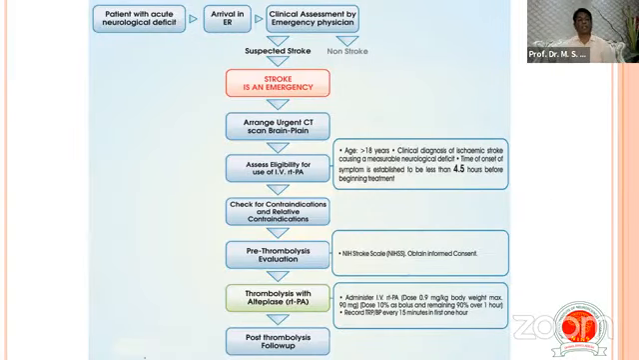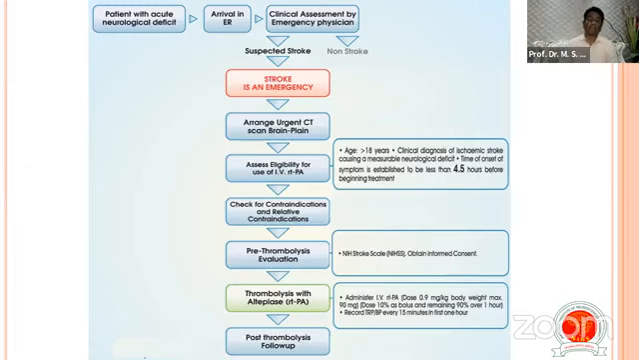First of all, a patient with acute neurological deficit is available in the emergency department, and then clinical assessment by the emergency physician. Suspected stroke. Then we do the non-contrast CT scan, and assess eligibility for the use of IV rtPA: age more than 18 years, clinical diagnosis of ischemic stroke, and time less than 4.5 hours. Then check for contraindications or relative contraindications.